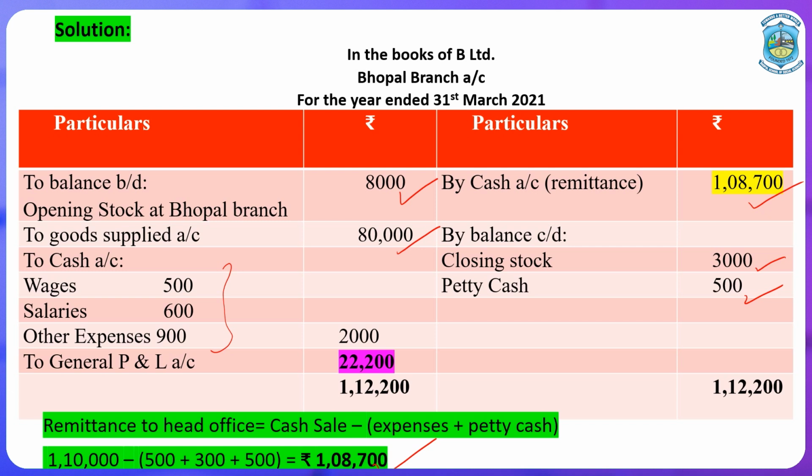and like in this question the credit side is greater than the debit side. So, definitely the balancing figure is your profit, net profit, and this will be transferred to your general profit and loss account. So, with the help of these examples, we have understood under debtors method how to prepare the branch account when the branch is selling the goods on cash basis only.